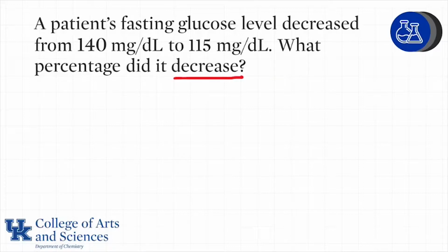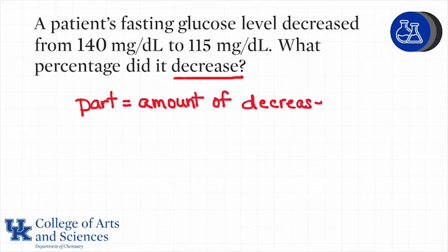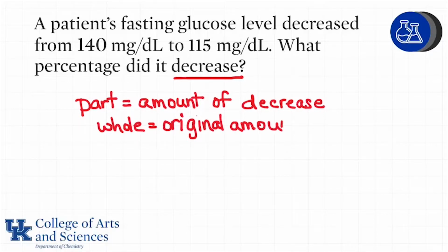So we can still use the same equation relating to percentage, but we need to think about it a little bit differently. When we think about the part, because it's asking about the decrease, the part in our equation is going to be the amount of decrease that happens. The whole will be the original value. Because it started at 140 and we're decreasing from that value, the original value is going to be our whole amount. And that's going to be the case anytime we're looking at a decrease or an increase. The whole will always be the original amount because we're saying how did it change from this point.